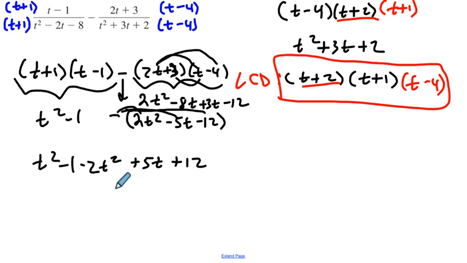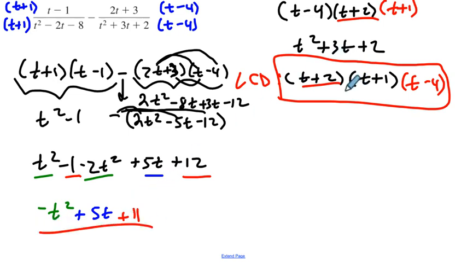And now let's combine any common terms. T squared minus 2t squared is a negative t squared. We have 5t, that's just by itself. And then negative 1 and positive 12 is positive 11. And that is not factorable. So then we put that all over our common denominator of t plus 2, t plus 1, and t minus 4. And that should do it.